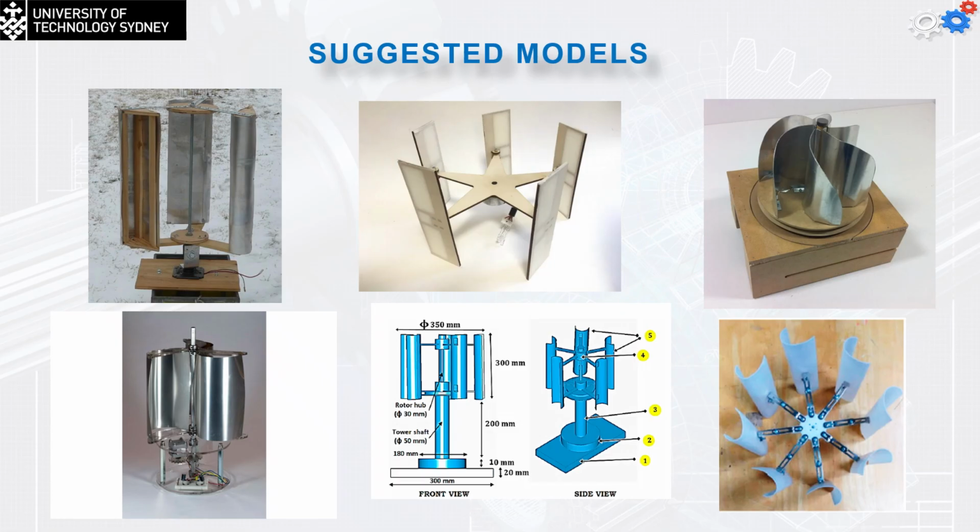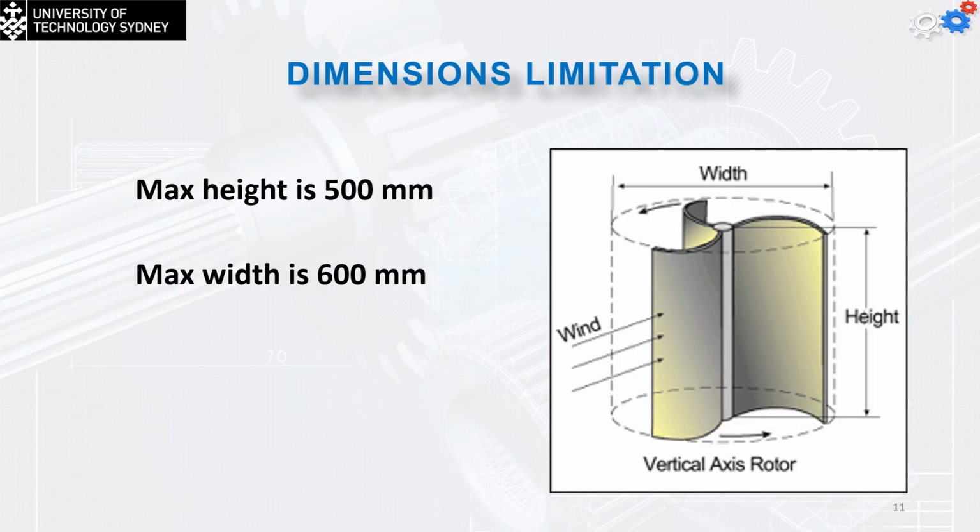The wider the wind turbine is, the better it captures the wind, because the length of the arm will be increased, and thus the torque is going to be much better. Now, once again, for the dimension limitation, the maximum height is going to be 500 millimeters. That's including the shaft, which means the turbine height is going to be within about 400 to 430 millimeters. The maximum width is going to be 600 millimeters.